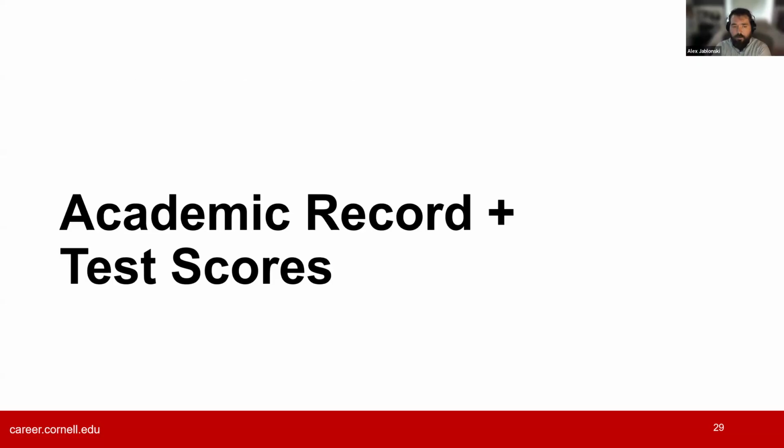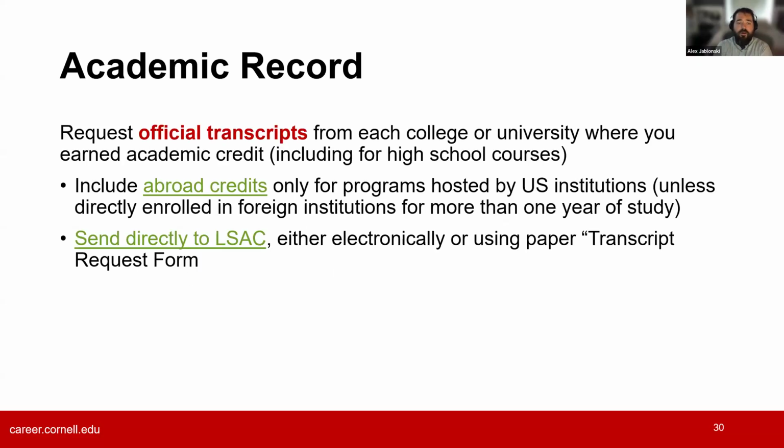Okay, we're going to turn to the academic record. This is comprised of your transcripts, so you'll need to submit official transcripts from every college or university where you attempted academic credit. That includes courses you might have taken in high school, if you took courses and then transferred into Cornell, all of your transcripts. You'll have to include study abroad transcripts if you were in programs that were hosted by U.S. institutions. This is one of the most confusing rules in this entire process. What this means is, if the credit was generated for your study abroad by a U.S. institution other than Cornell. If it was generated by Cornell, it's a Cornell class, then it doesn't matter.